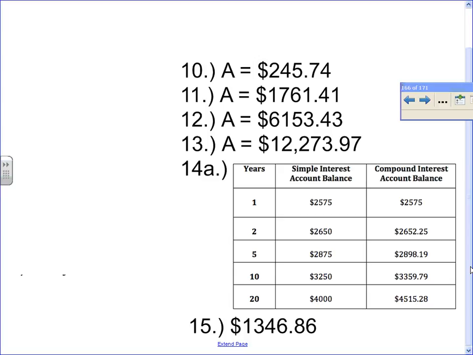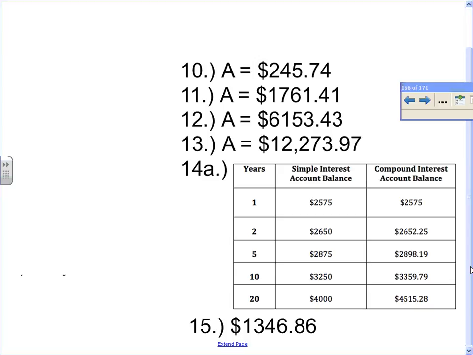Plug in your principal, and then in parentheses, 1 plus RT. The rate is 3%, and it's for 10 years. Well, you're not using PRT. Don't use interest equals PRT. You're using the account balance formula. A equals P, in parentheses, 1 plus RT. So try that again. You just used the wrong formula.